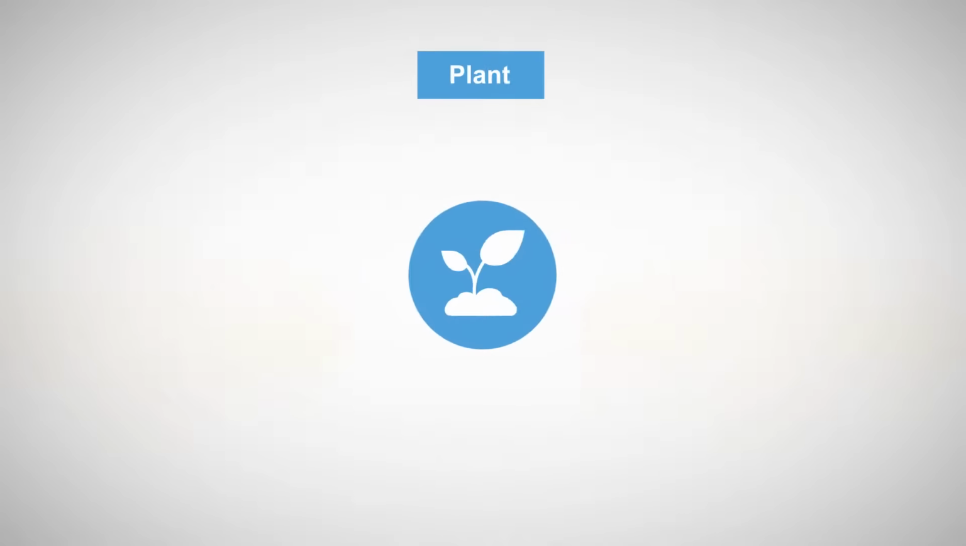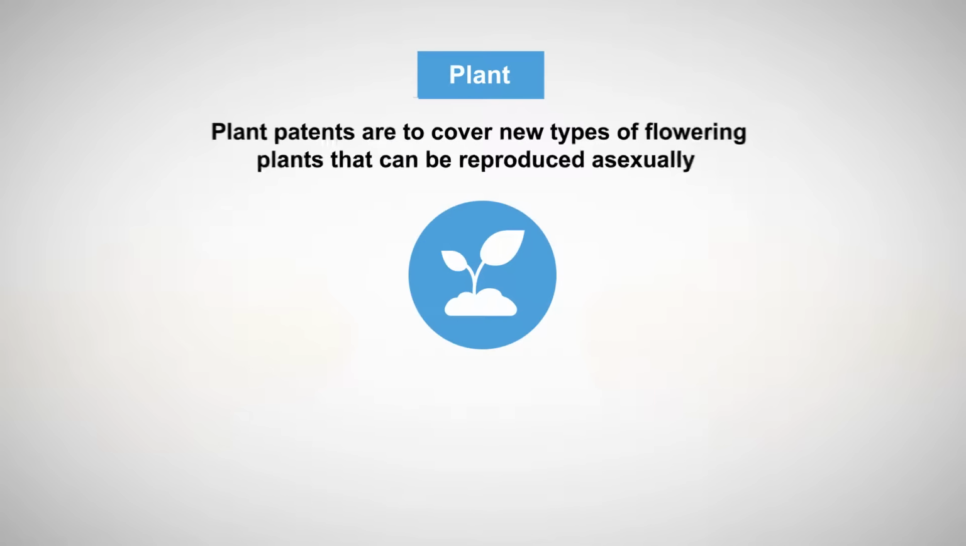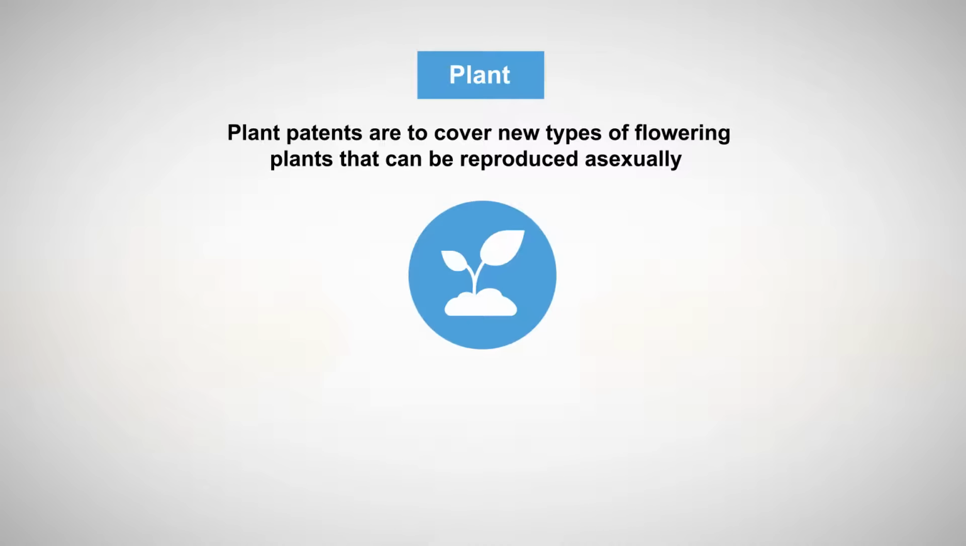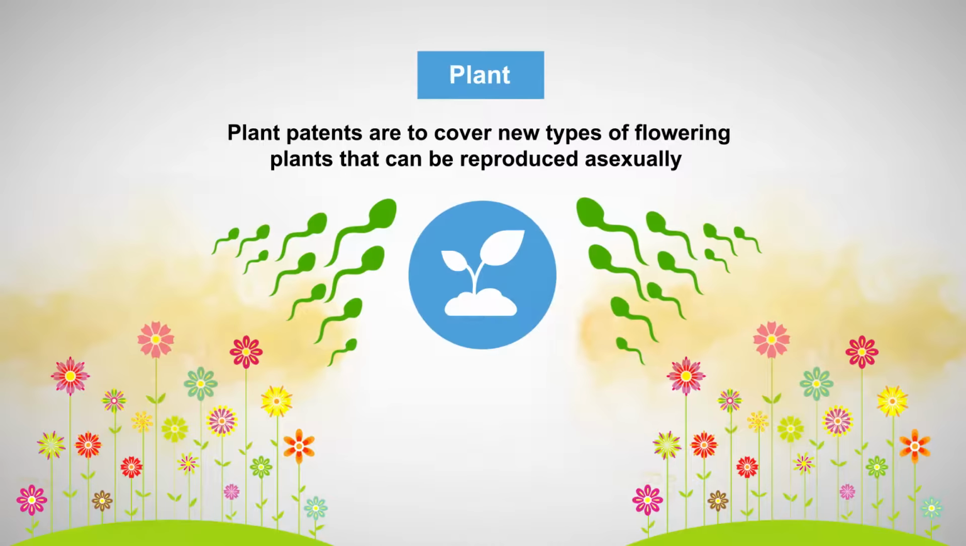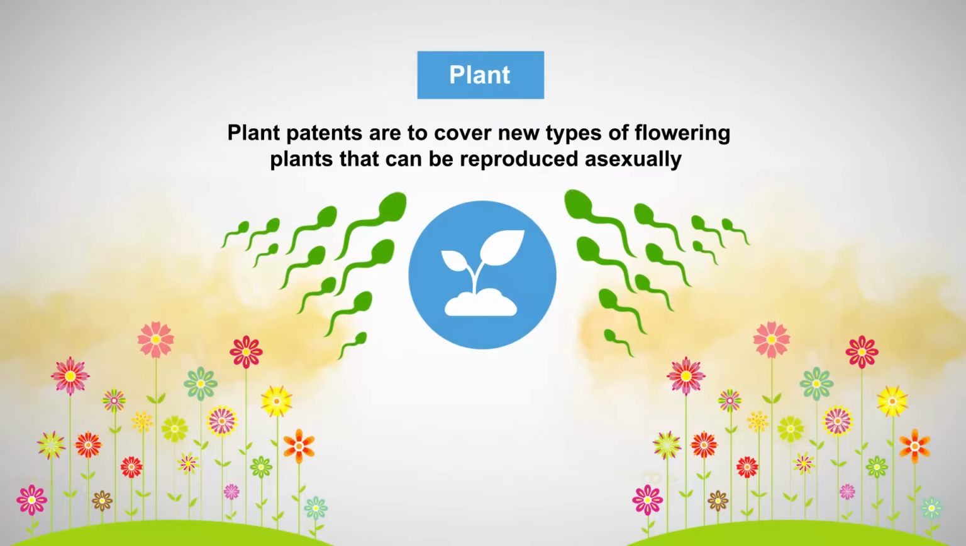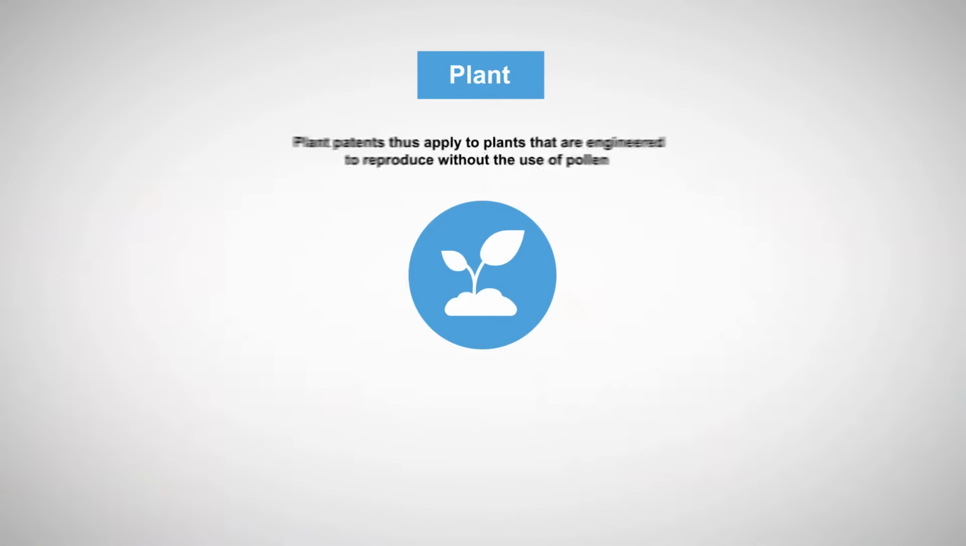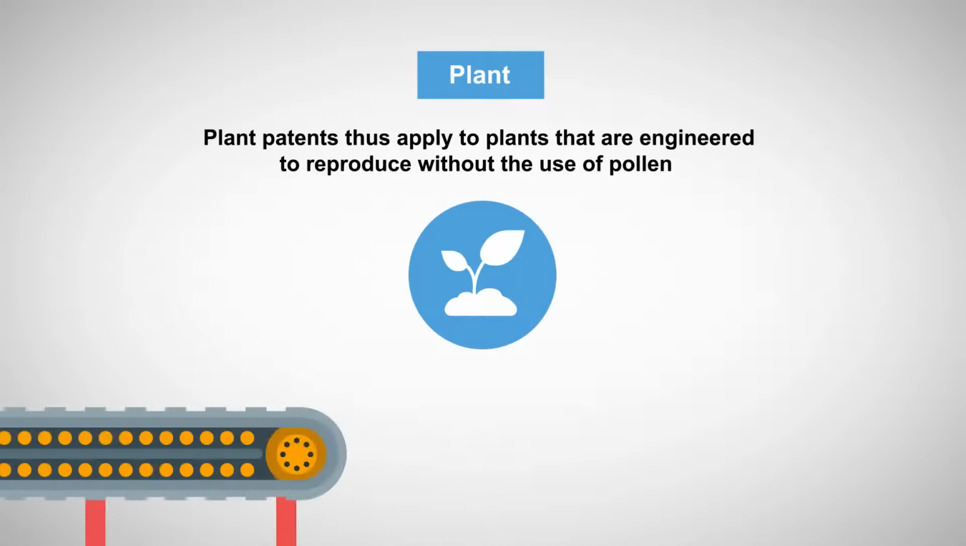Finally, we have plant patents. Plant patents are to cover new types of flowering plants that can be reproduced asexually. Flowers are plant sex organs and contain both the male and female parts. Pollen is basically plant sperm, something to keep in mind during allergy season. Plant patents thus apply to plants that are engineered to reproduce without the use of pollen.